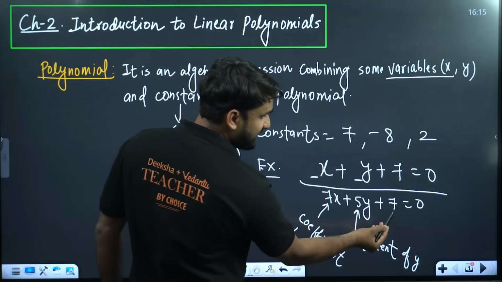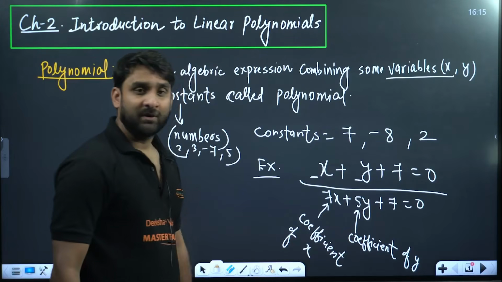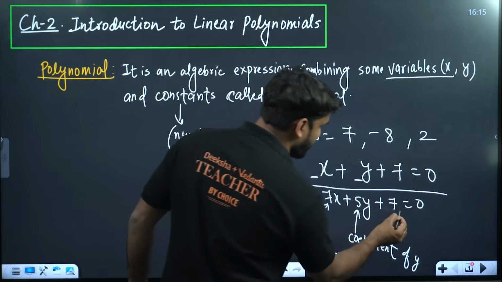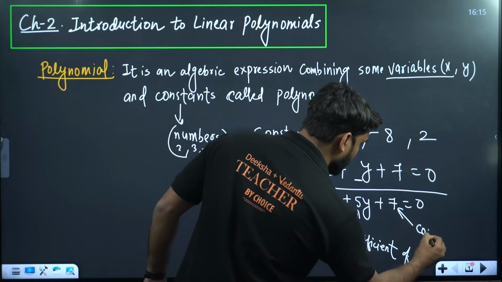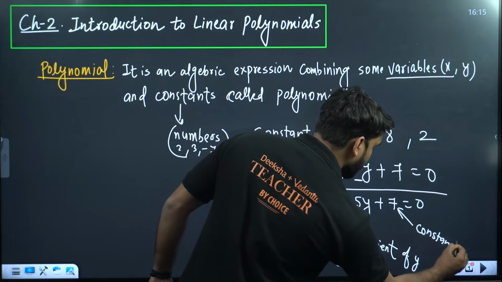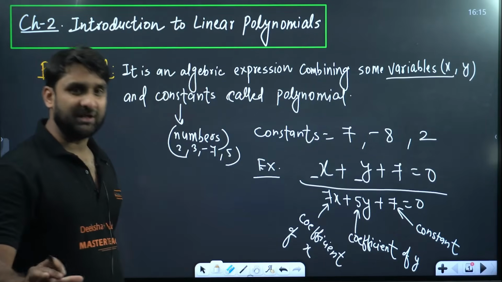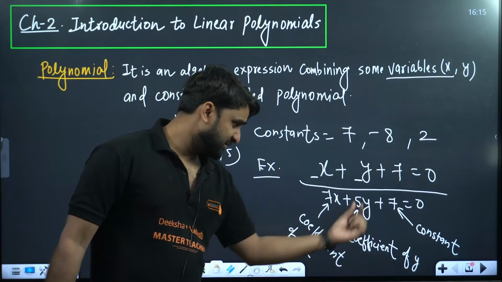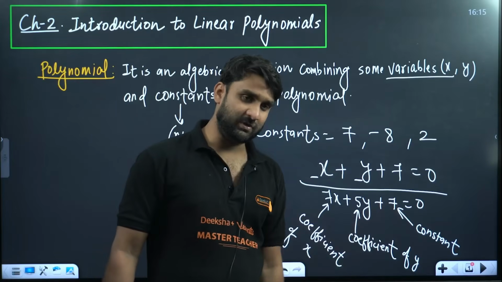And here, this 7 is alone. There is no variable. So this is a constant term. This is a pure constant term. And we can write here constant. I hope this is clear to you all. Coefficient of x, this is the coefficient of y, which is 5 here, and this is called pure constant.